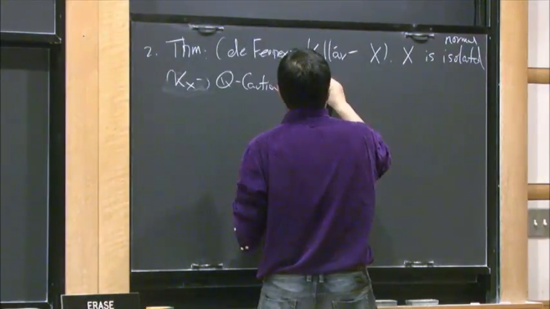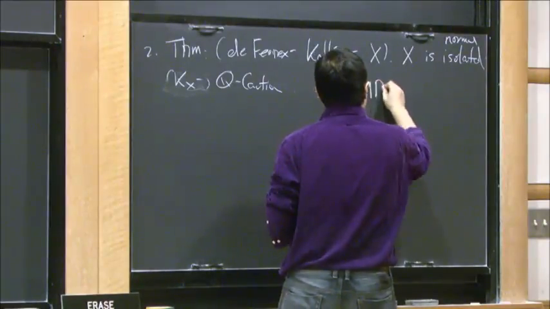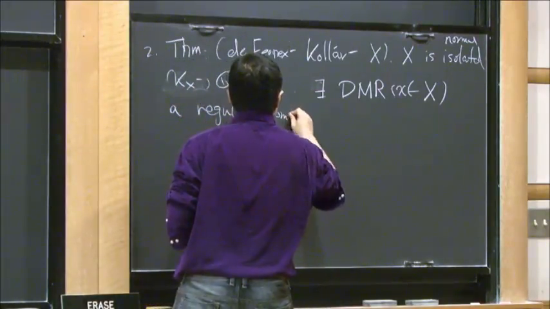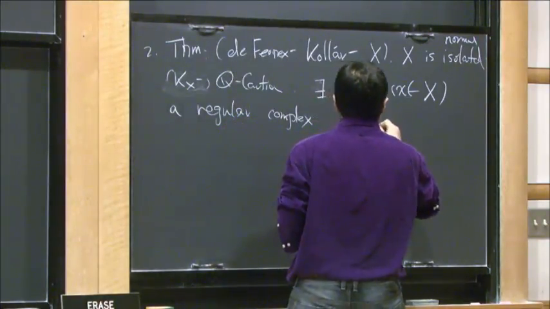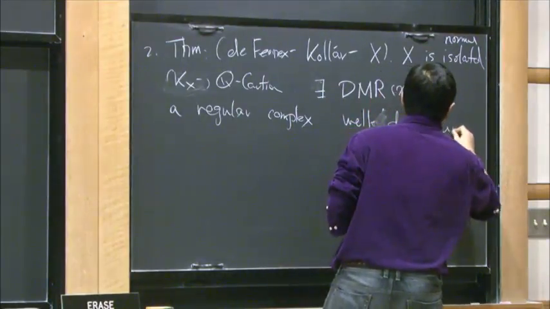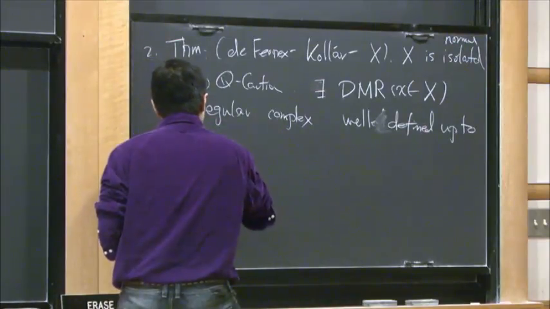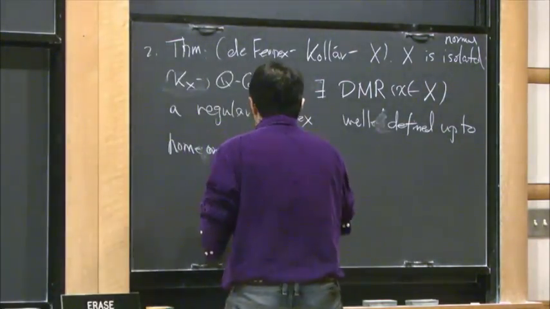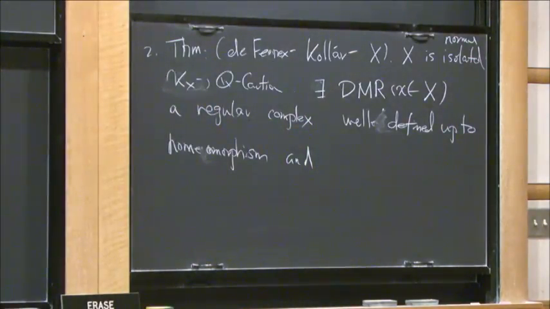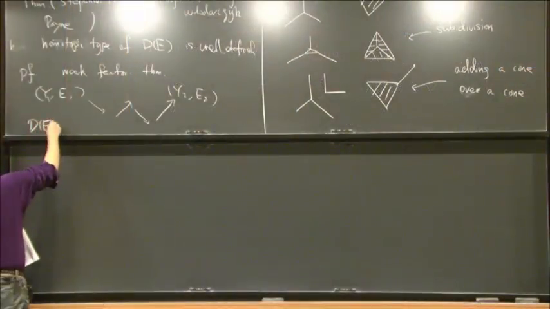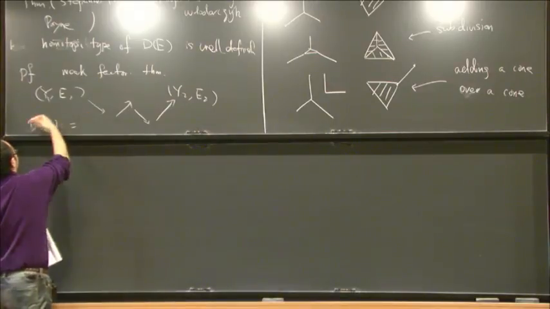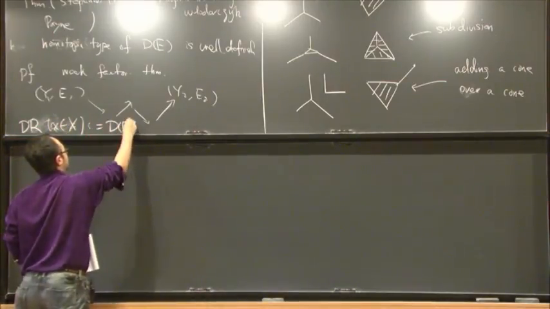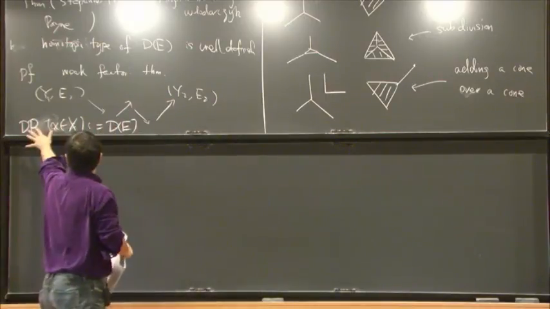And then there is a dual complex, which is just a regular complex, which is well defined up to homeomorphism. And for a singularity, I just call this the dual complex of the singularity. By definition, it's the dual complex of the resolution. So this is just my notation. I just call this dual complex the.